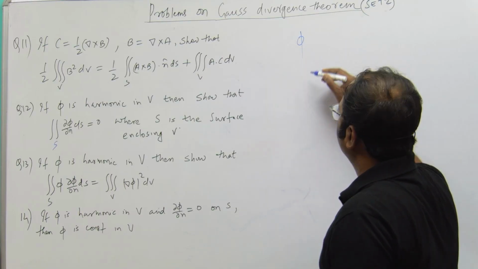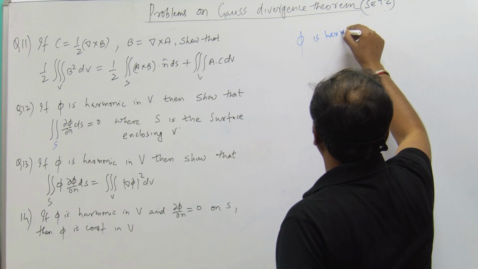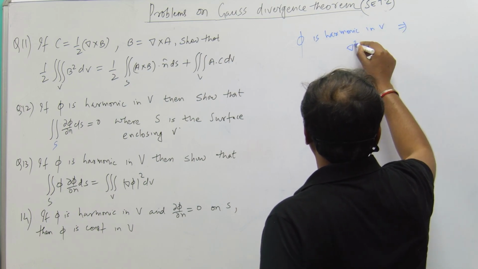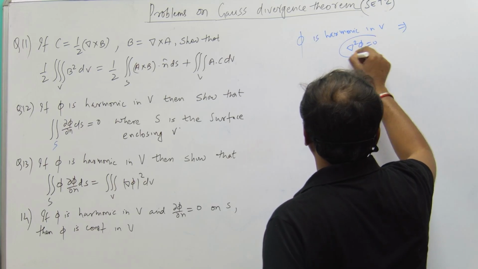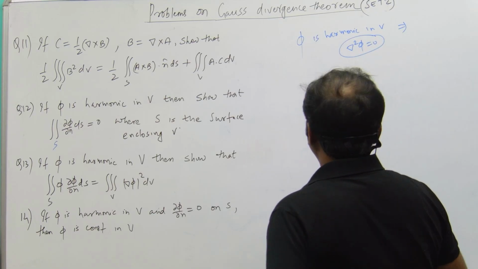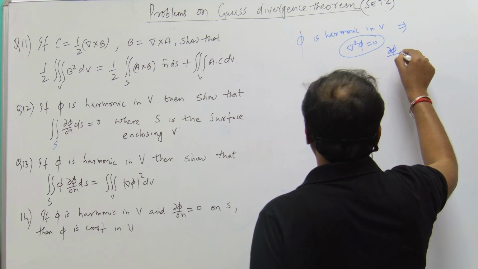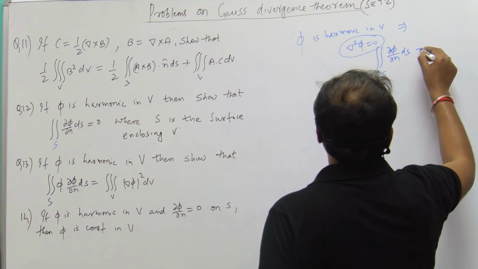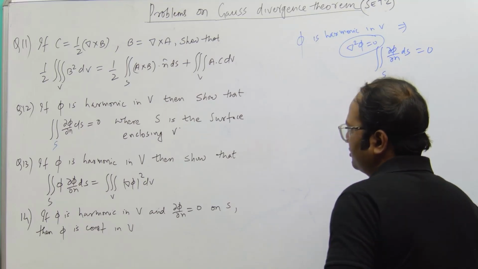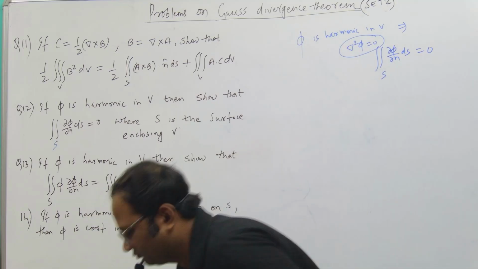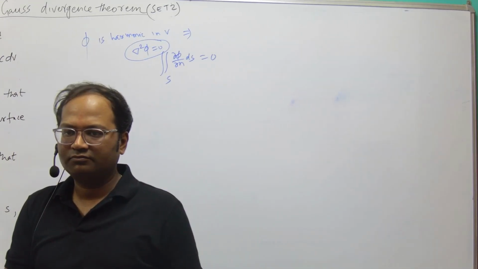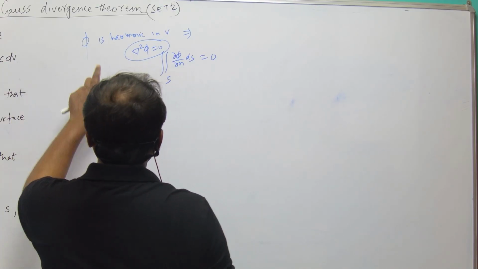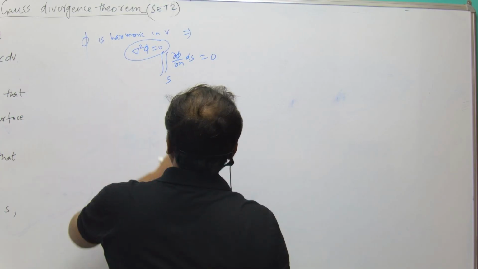Phi is harmonic in V. This means del square phi is equal to 0. And we have to show that the surface integral of del phi upon del n ds is equal to 0. So let us solve this. Phi is harmonic in V, then del square phi is equal to 0.